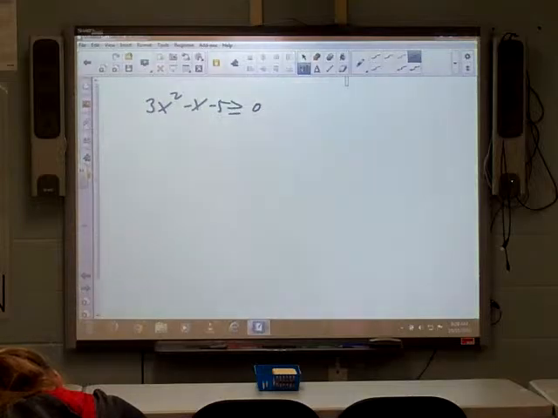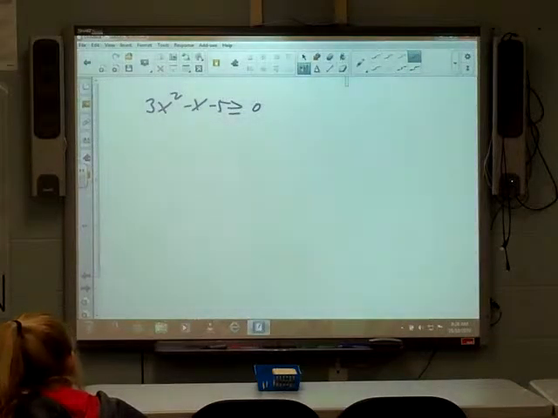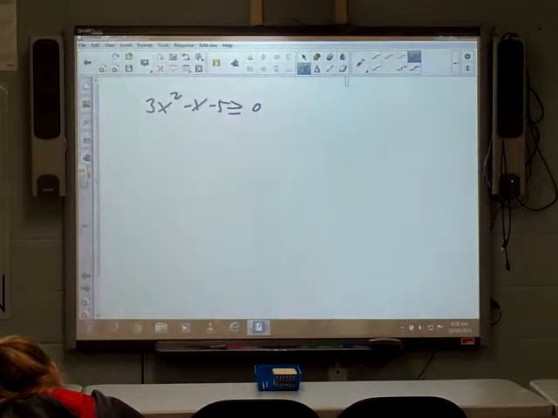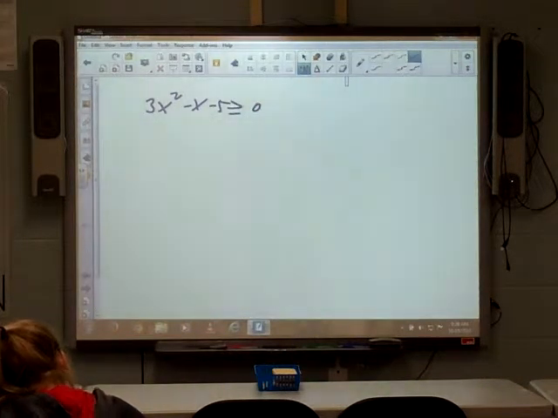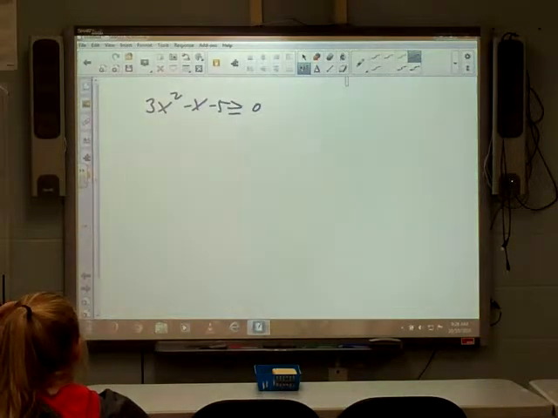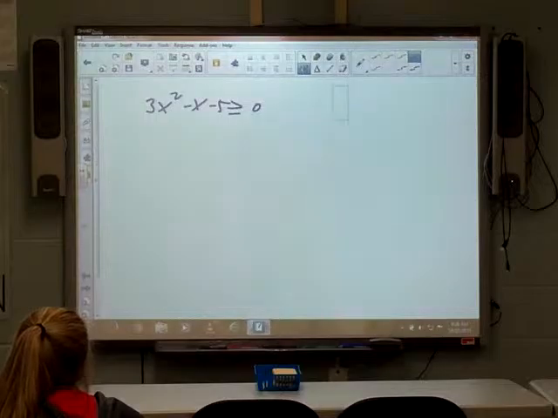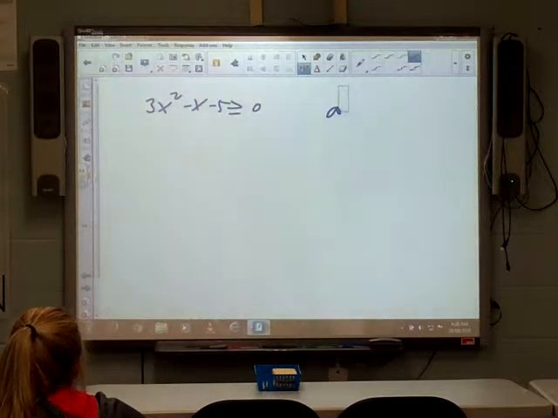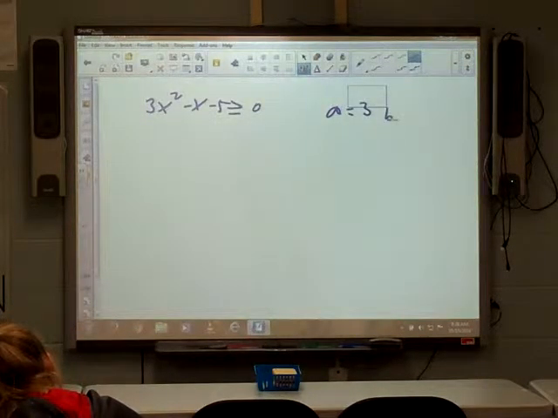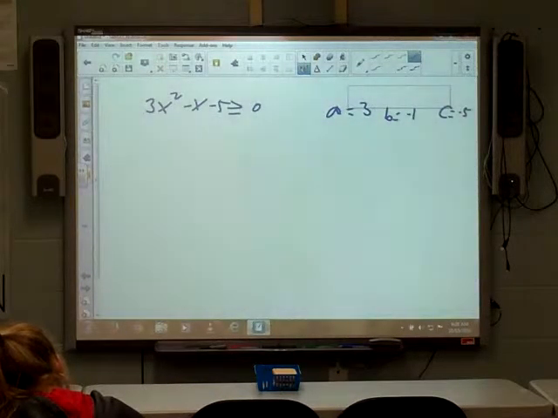Since it's got a 3, I know I'm not completing the square. I don't think it'll factor either, because a times c would be negative 15, and there aren't any factors of negative 15 that add to negative 1, so it would just be the quadratic formula here. We work it just like normal, pretending that's an equal sign. Our a would be 3, our b would be negative 1, and our c would be negative 5.